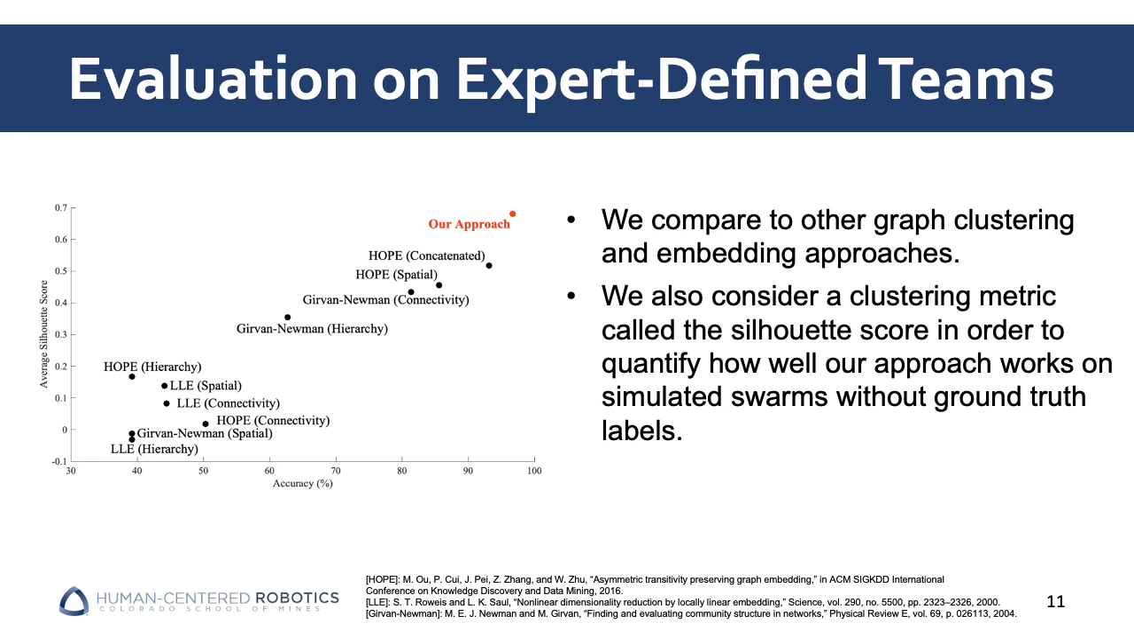We also consider a clustering metric called the silhouette score. This allows us to later evaluate multi-robot systems where we don't have a ground truth. The silhouette score can be seen on the y-axis. Again, our approach achieves the highest silhouette score.